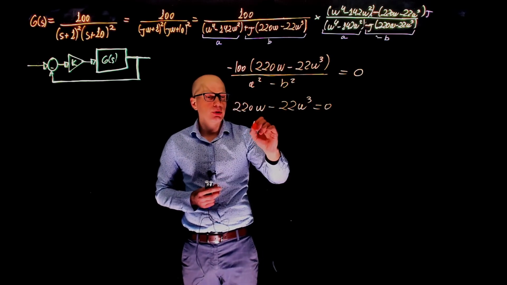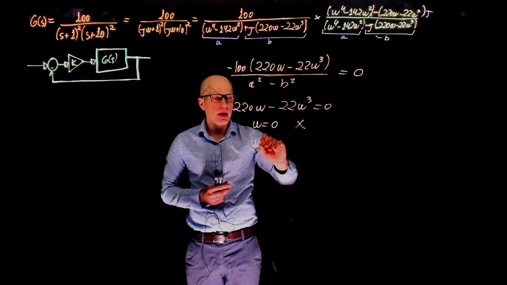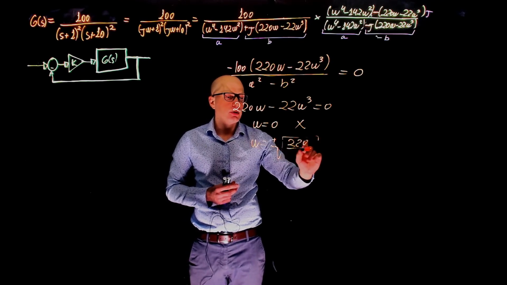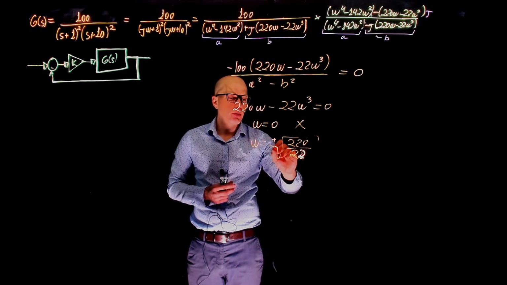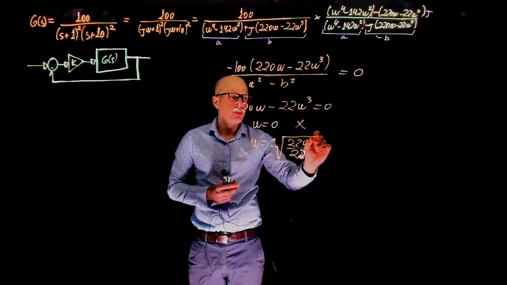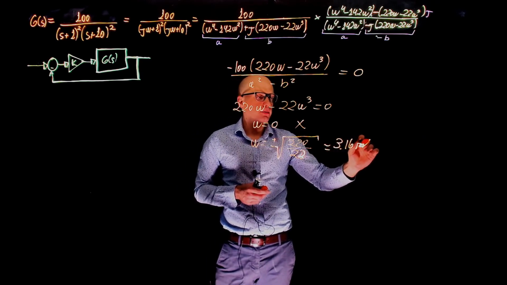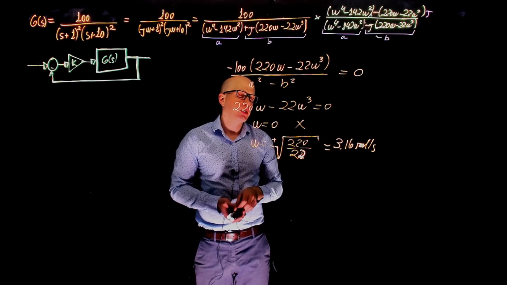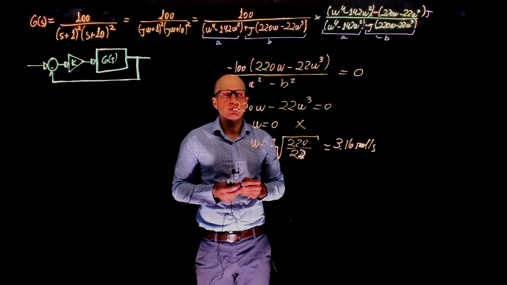3 possible solutions. Omega equals 0, which is not a valid frequency, and omega equals plus or minus the square root of 220 divided by 22. The square root of 10 is around 3.16 radians per second. Now we know the frequency that makes the imaginary part 0, therefore we know the frequency that makes the phase of the transfer function -180 degrees.